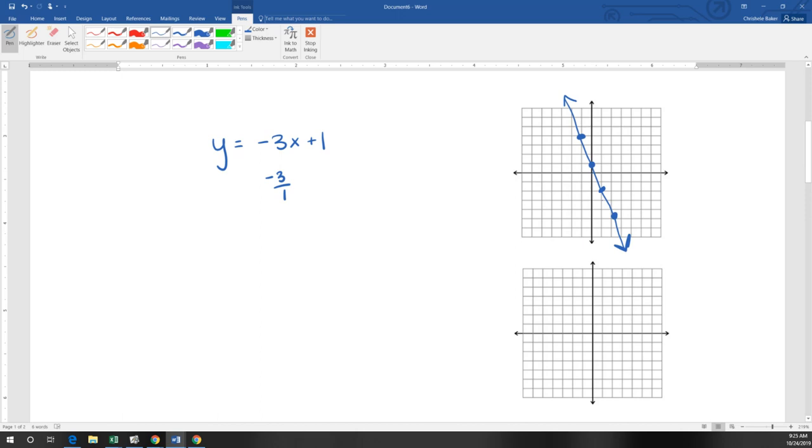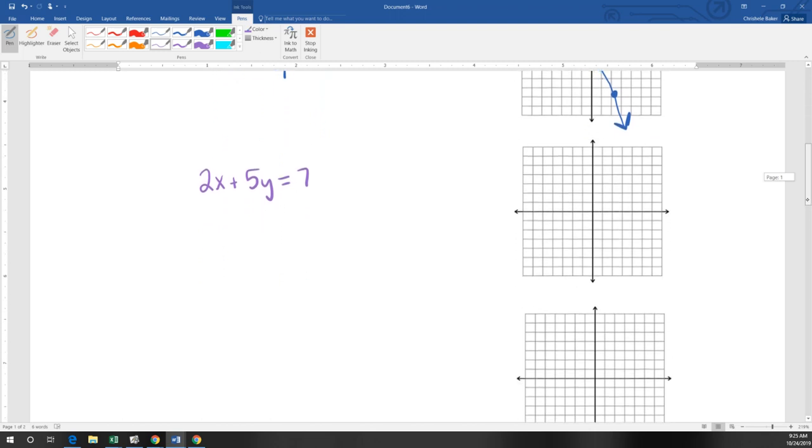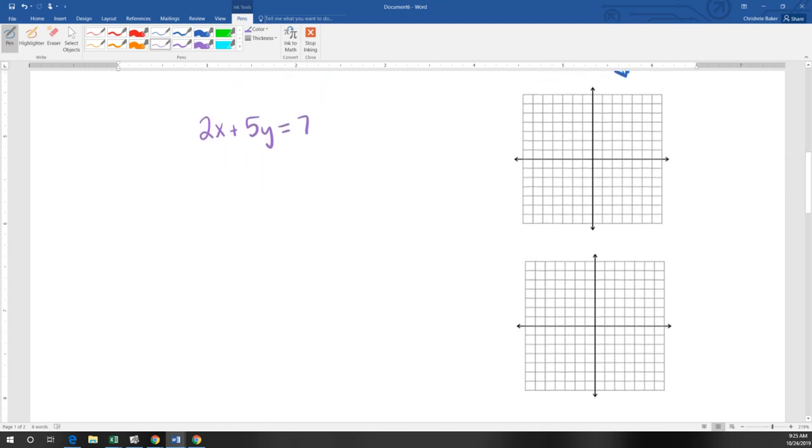So what if my equation is not in slope-intercept form? I'm so glad you asked. What if it says 2x plus 5y is equal to 7? Well, what I've got to do here is get my equation into y equals mx plus b. So this is my goal. I need to get the y alone. We've already talked about how to do this.